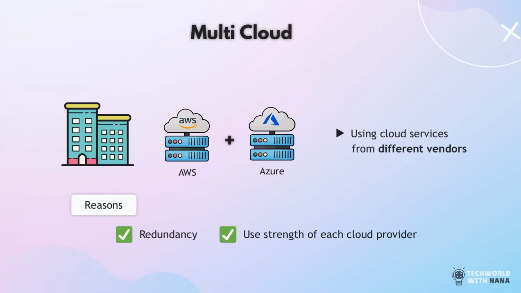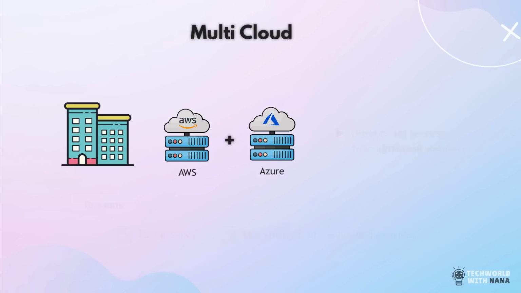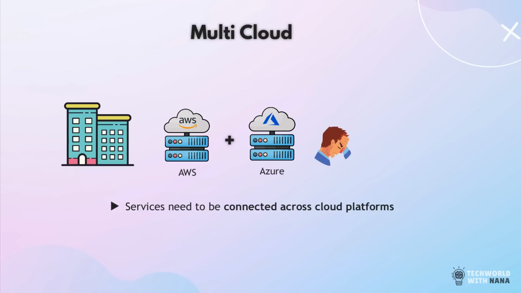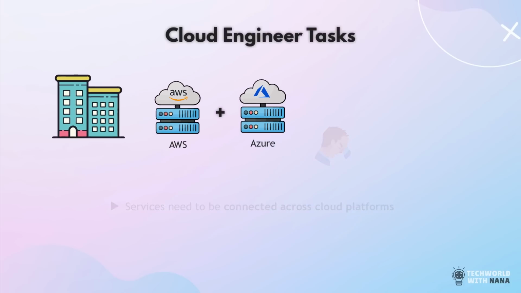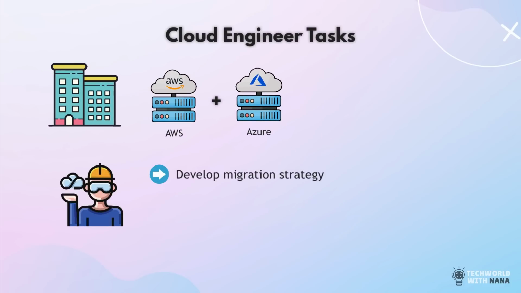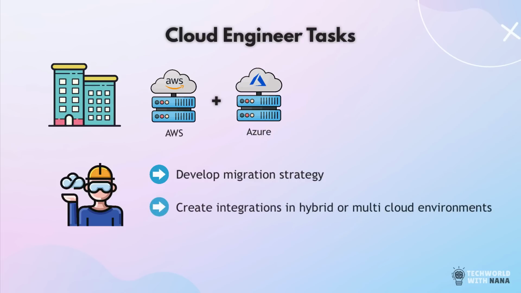Or just in order to take advantage of strength of different cloud providers and what they are good at. Like they want to use AWS computing resources, but company has lots of internal Microsoft applications, so they want to leverage Azure Cloud for that. So with multi-cloud, again, services and applications need to be connected across cloud platforms. And those are all very challenging tasks. So in those cases, Cloud Engineer would develop the strategy for migrating and help successfully migrate to cloud and create integrations in hybrid or multi-cloud environments where services need to communicate securely and reliably across those environments.